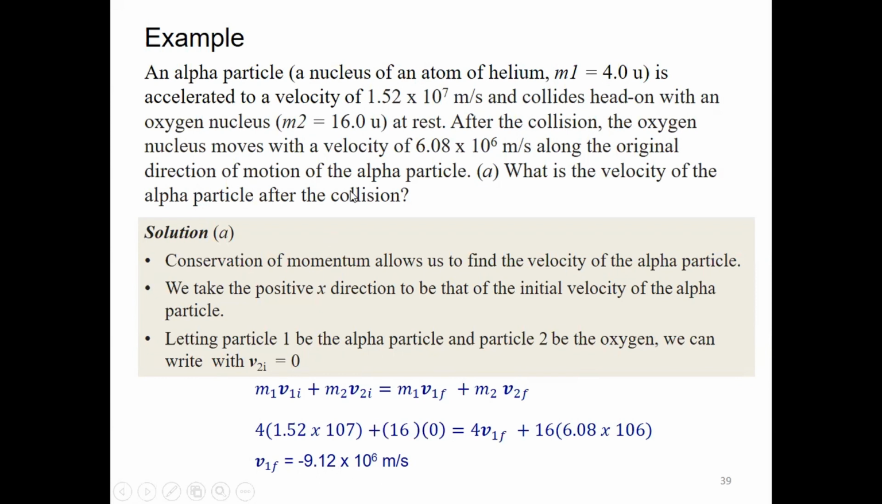So such a complicated and complex problem can be reduced to a very simple solution, and the methodology of solution is very simple if we know conservation of momentum, which will allow us to find the velocities of unknown quantities.